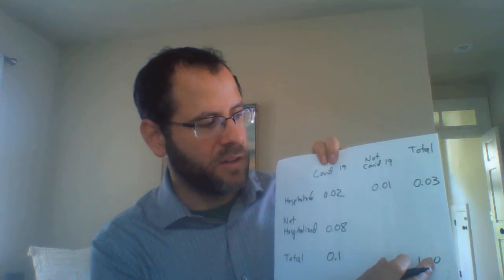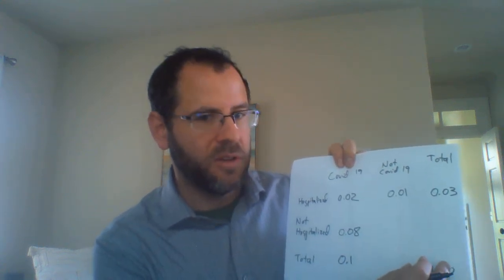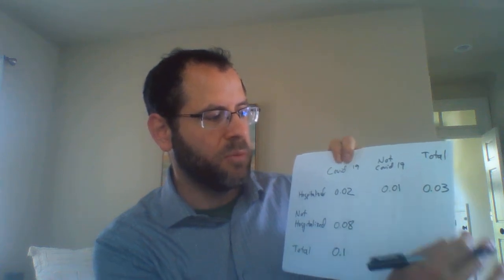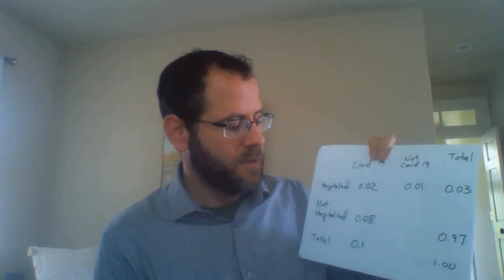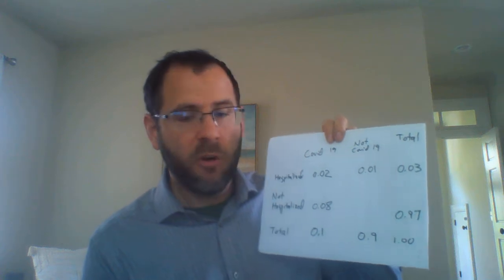Now, we put that 1 in the lower right corner. That's so important because that allows us to add up here in the margins as well. We know 3% of people are hospitalized. That means 97% are not hospitalized, right? And over here we have 10% with COVID-19. That means 90% do not have COVID-19. So now we've almost filled in our table.